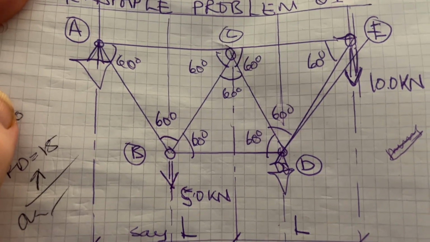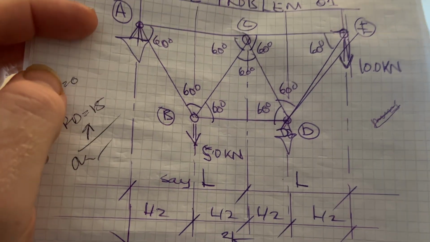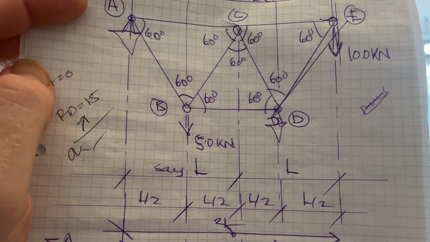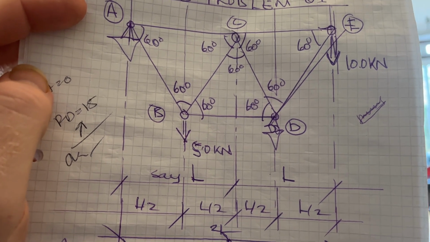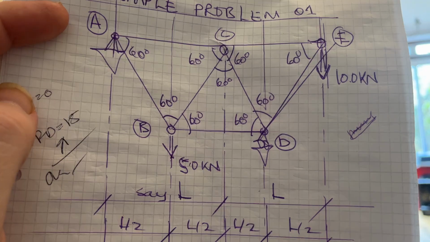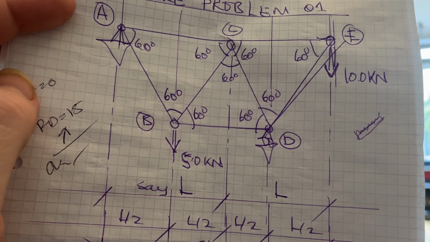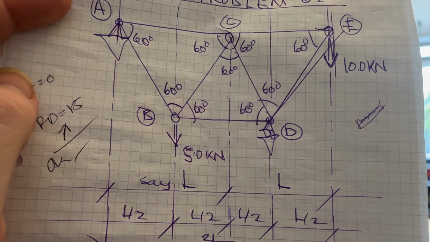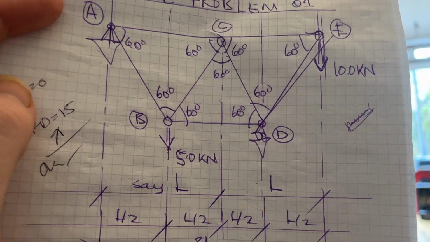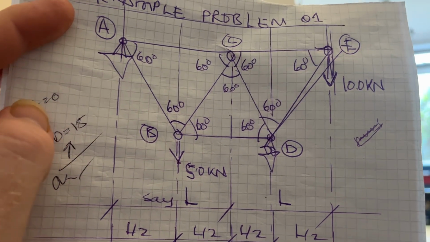From A to B is L over 2, and then from B to C is L over 2, C to D is L over 2, D to E is L over 2. Then from A to C is L, and from C to E is L, from B to D is L. Oh yeah, I guess from A to B must also be L, but I didn't actually need that dimension.